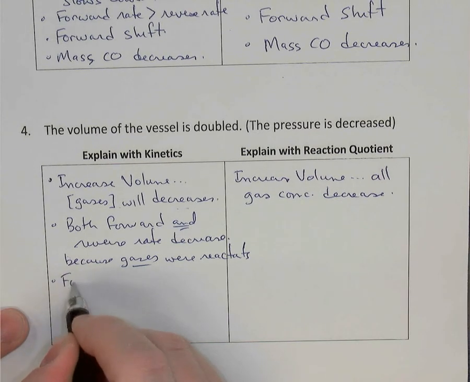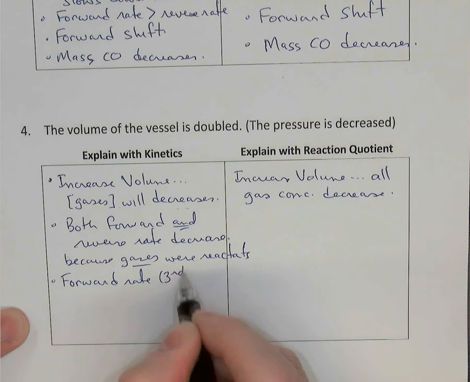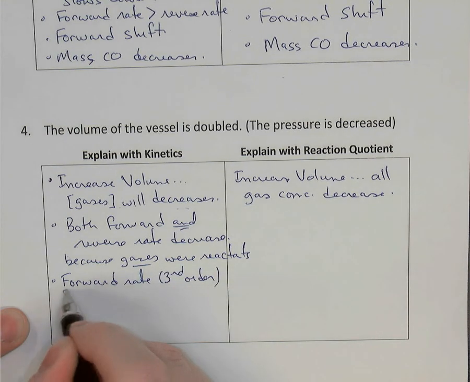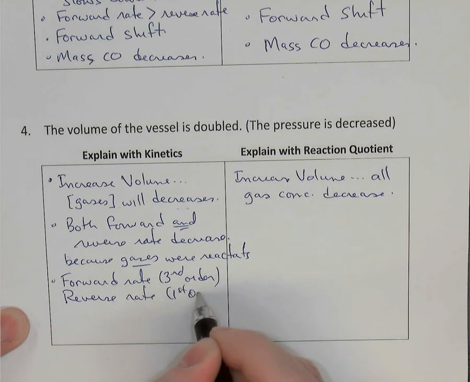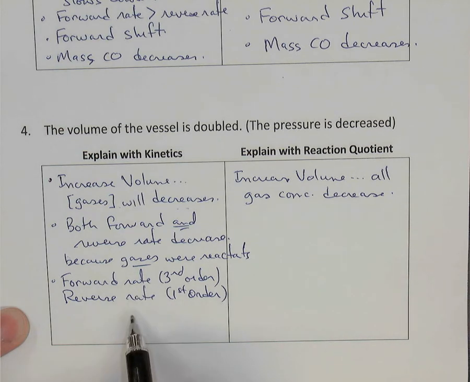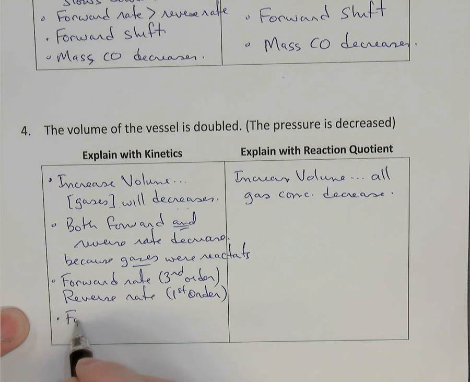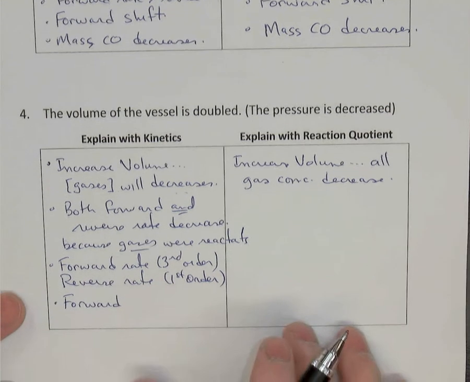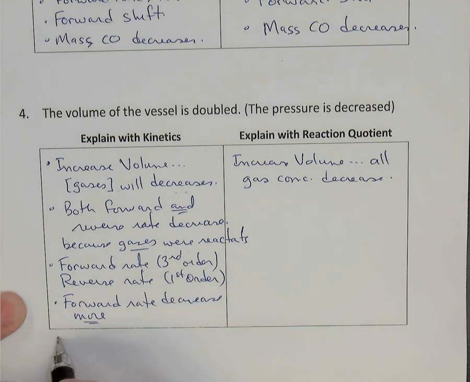So I'm going to say that here. The forward rate is third order. The reverse rate was first order. So although both rates will decrease, the forward rate has a higher order. So the forward rate will decrease more. Okay? Higher order.